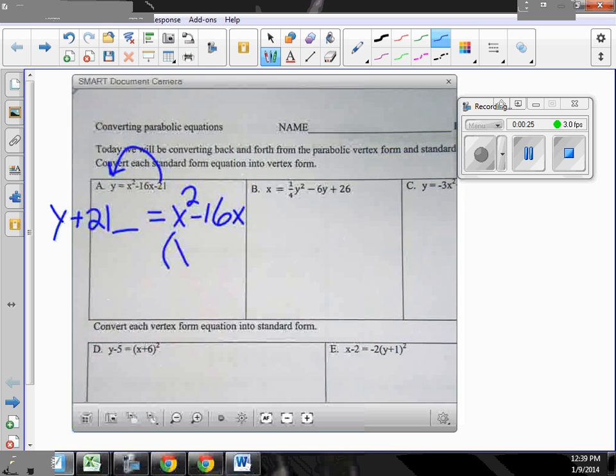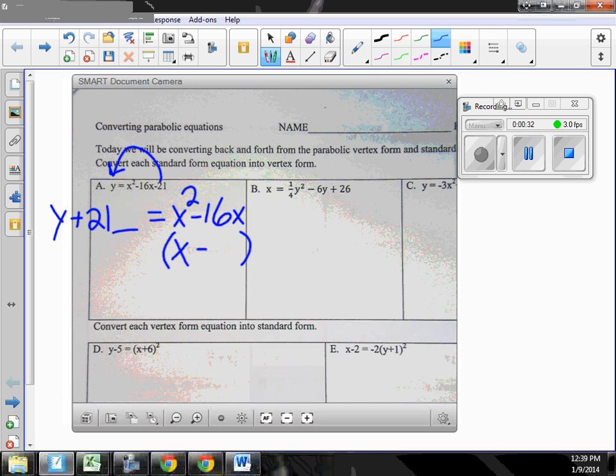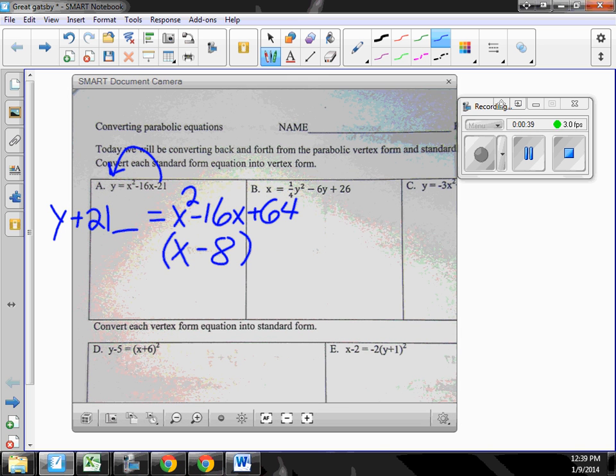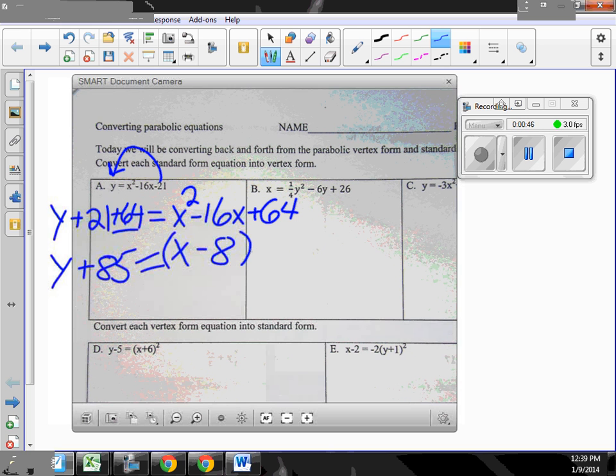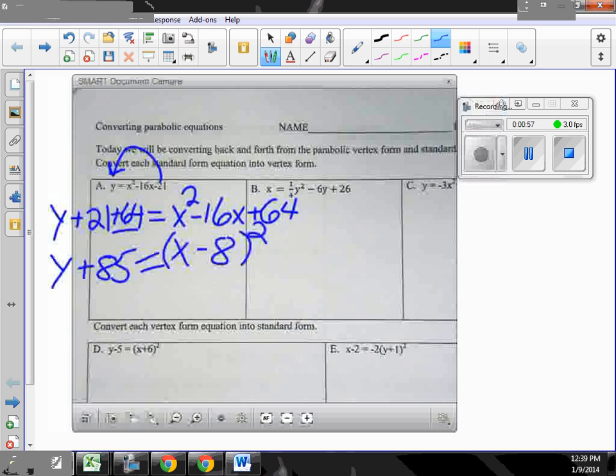So this is going to be x minus, not 4, 8. It's half of the middle term. So 16 divided by 2 is 8. 8 squared is 64. So if I add 64 to the right side, I need to add it to the left side. And y plus 85 equals x minus 8 to the second. Yeah, that is the vertex form.